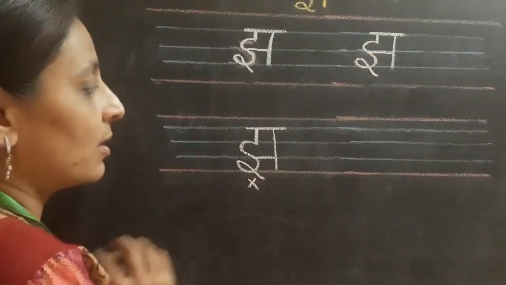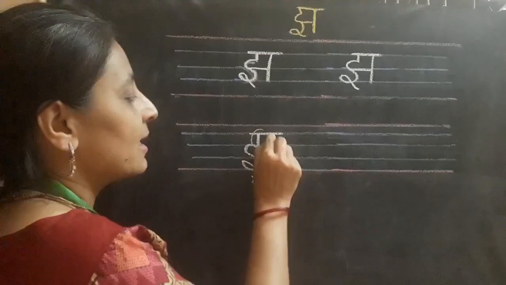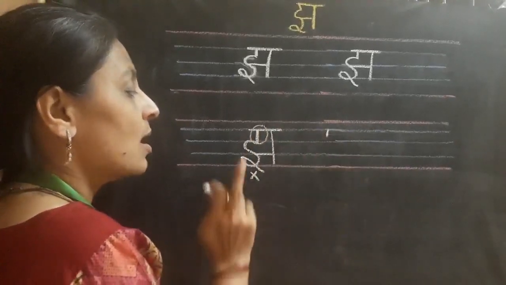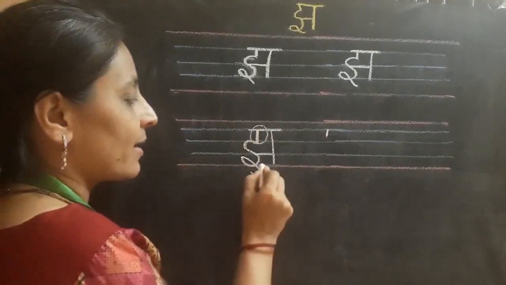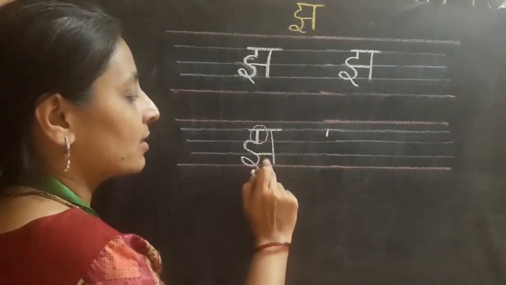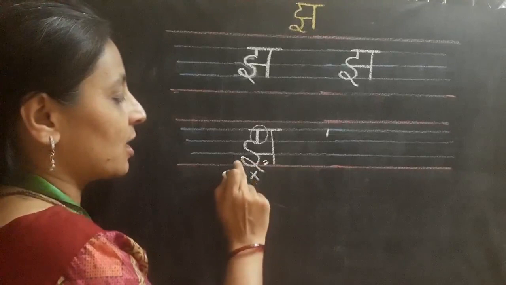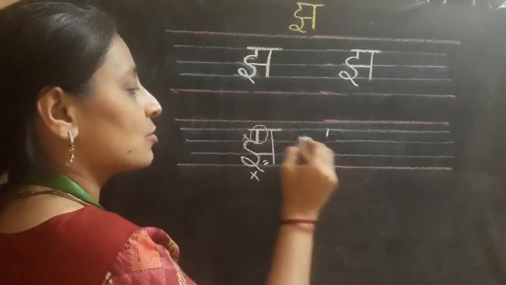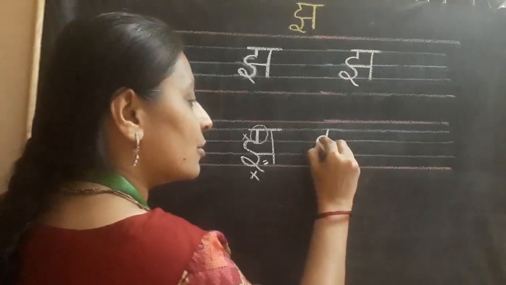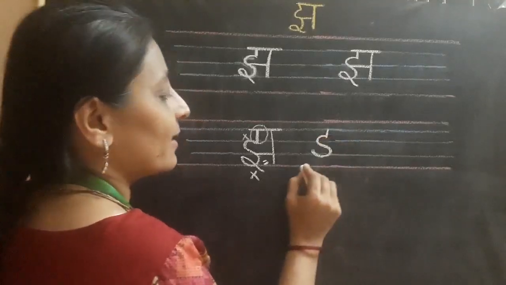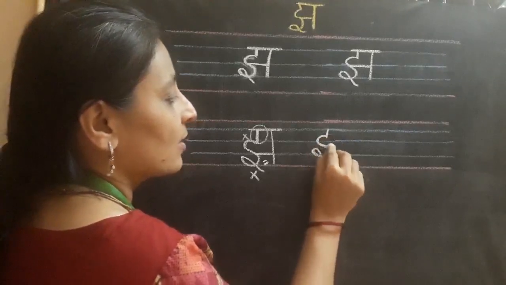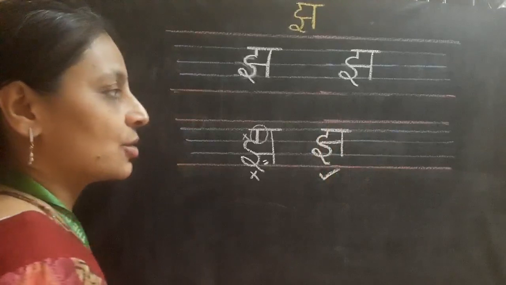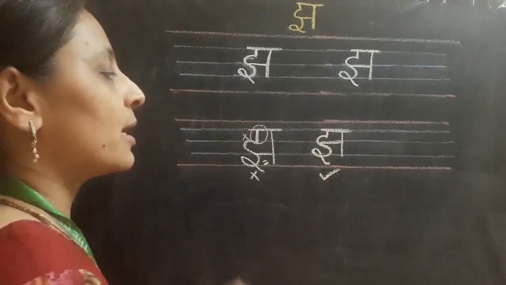Why? What have I done wrong? Because the standing line should be small, like this. Another mistake I have made while writing: I have gone beyond this blue line. So this is also wrong. So here also we are going to write S in blue like this. Go up and come down, and slipping line and standing line. This way only we are going to write letter J. I hope you have understood letter J.